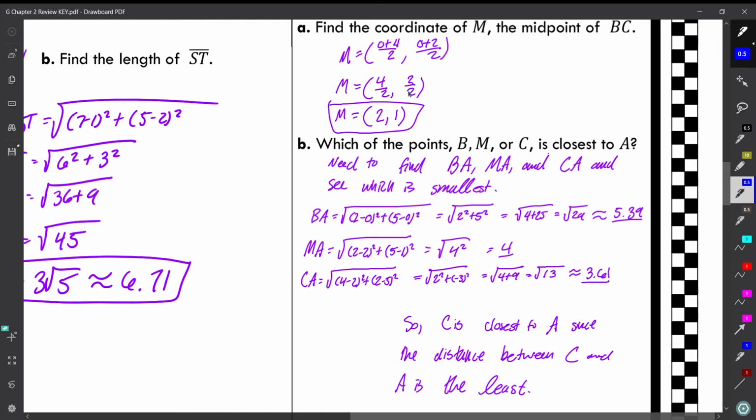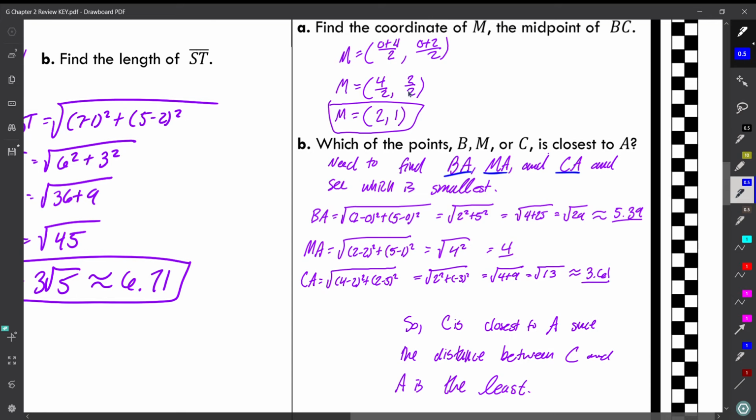Which of the points B, M, or C is closest to point A? The word closest just implies that I'm dealing with how far away, or the distance between each of these points and A. If it's going to be the closest point, it means it's going to be the one with the least distance between the 2 points, correct? So I'm going to need to find BA, MA, and CA. We're plugging into the distance formula with B and A, then M and A, and then C and A. Once I do that, I see which one is the smallest number, and that would tell me which 2 points are closest.